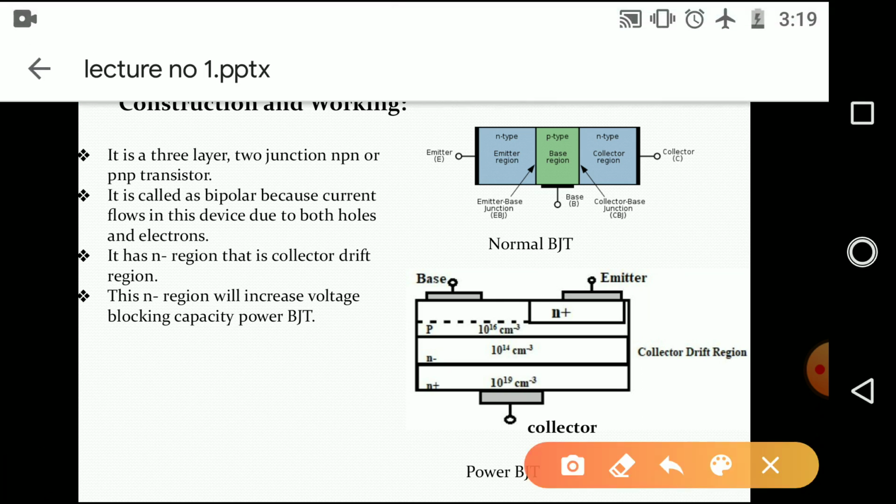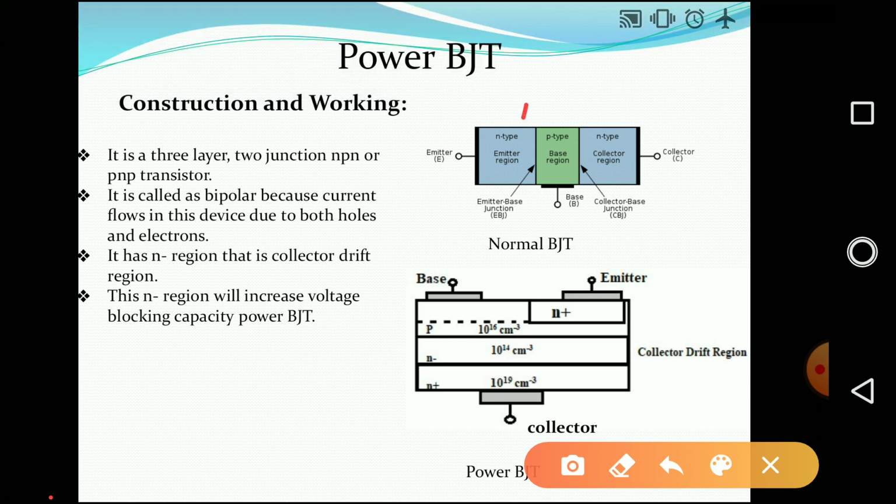See, in a normal BJT we have thin junctions. The emitter base junction and collector base junction are thin here. So during reverse biasing, the width of the depletion layer will be low. But in the power BJT, along with the middle P layer, we have one extra N minus layer.